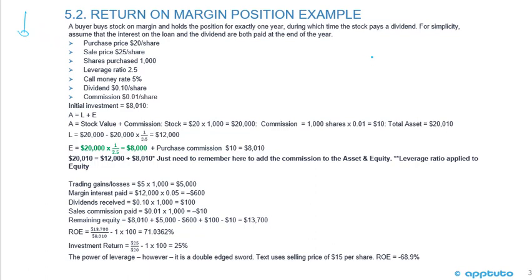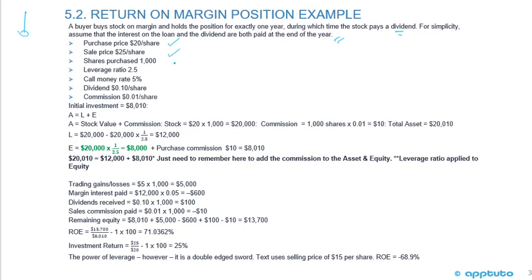A buyer buys stock on margin and holds the position for exactly 1 year. We need to know the timeline because there's interest when you borrow money. During this time the stock also pays a dividend, which is income to you. For simplicity, assume that the interest on the loan and the dividend are both paid at the end of the year, so there are no timing calculations you need to make. The purchase price of the stock is $20 per share, and the sale price is $25, so we know that we made some profit.